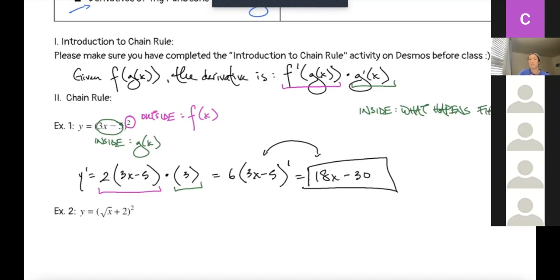Yeah. How does that sound as an explanation? Folks who've had that same question, I think that's a pretty good one. So inside is what happens first to the x, like if you plug in a value for x, and then the outside is like that other function. So what happens second, or what happens next?